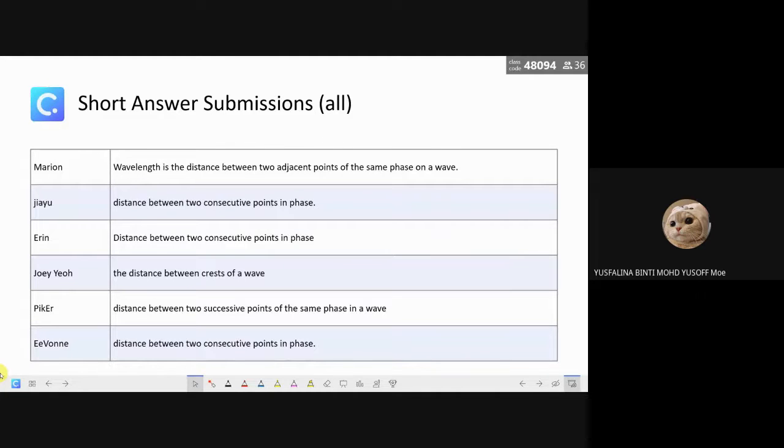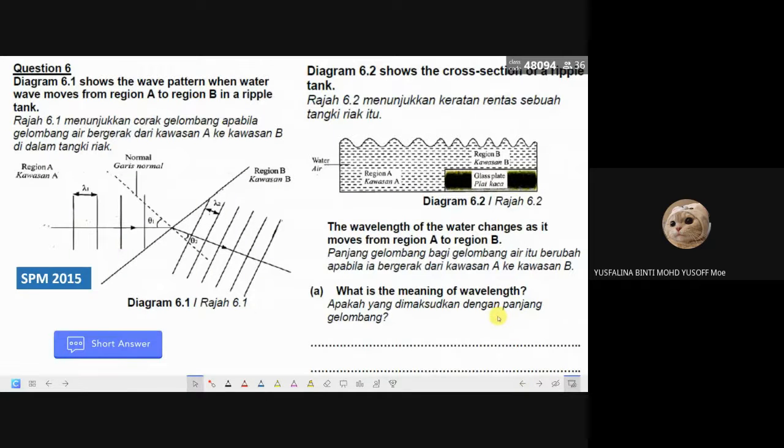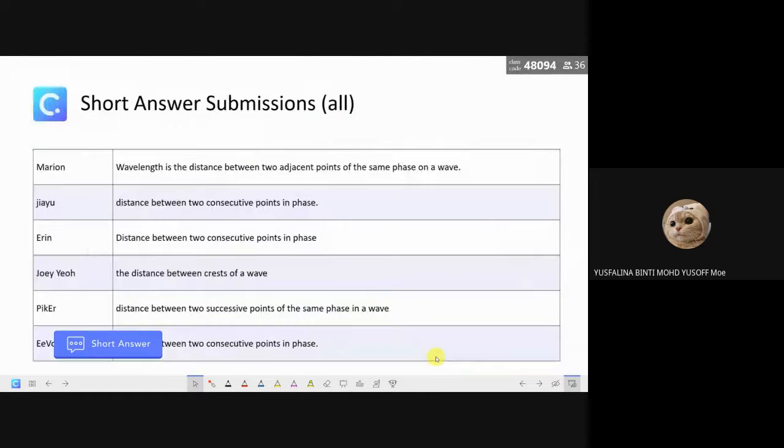Okay, what does it mean by wavelength? So the wavelength is the distance between two successive crests or troughs. Okay, so wavelength is the distance between two successive crests or troughs. Okay, distance between two crests or troughs. Okay, so let's check your answer.